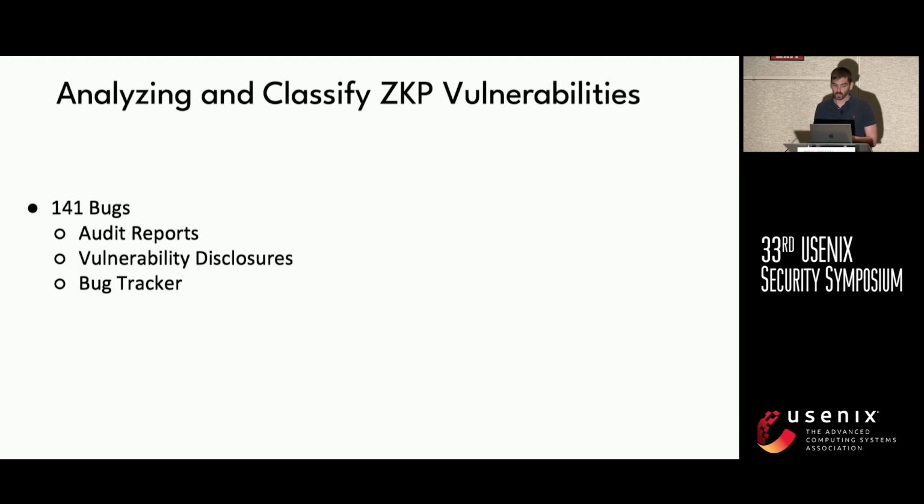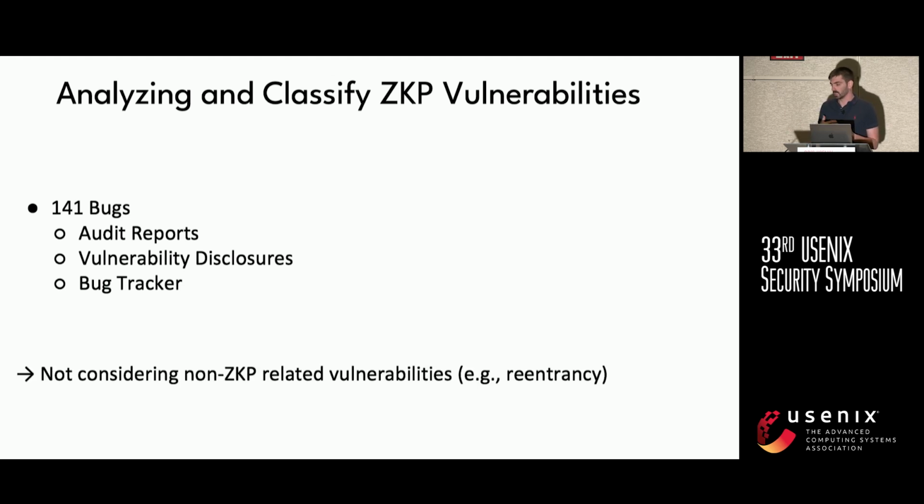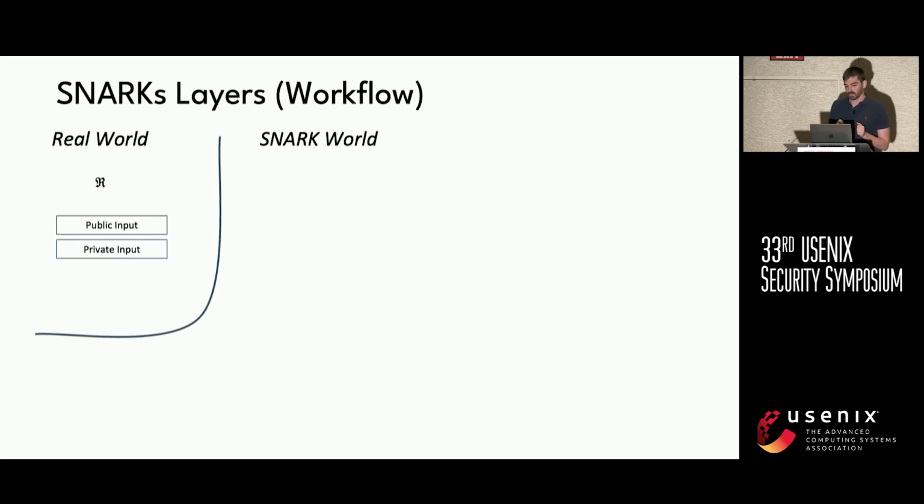So in this work, we analyzed 141 bugs, mainly from audit reports, vulnerability disclosures, and bug trackers. And we did not focus on any non-ZKP related vulnerabilities. So the first thing we did was to try to understand what the different layers in those systems are, how those layers interact, and what can go wrong in each layer. So we start with one relation that we want to prove. You can think of it as a program, as some specification or whatever, and then we have some public inputs and maybe some private inputs.